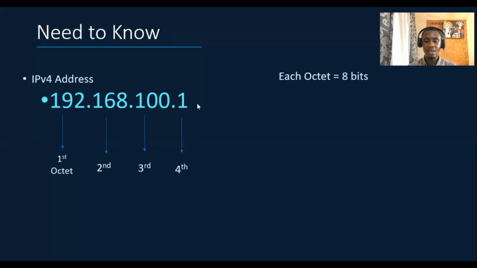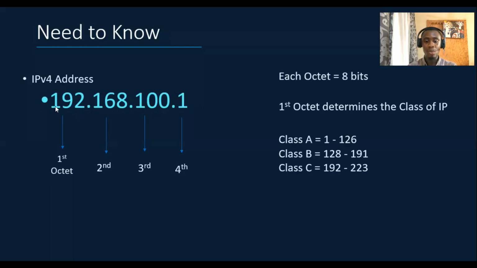And we say that the first octet is what determines the class of the IP. Depending on the value of this octet, that will determine the class of the IP, and this is mostly for classful subnets, which we will come to. Class A normally ranges between 1 and 126. Class B ranges between 128 and 191. And class C ranges between 192 and 223. So if you take this example, that means this will be classified as a class C IP address.